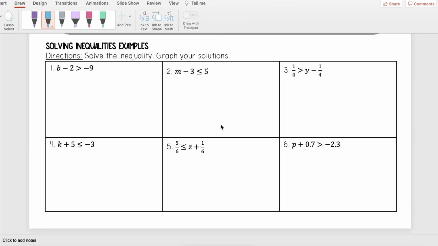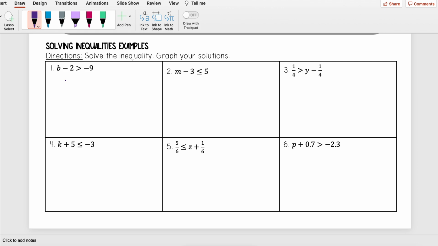Now let's go through some examples of actually solving inequalities using addition and subtraction. So here we're going to solve the inequality, and then we're also going to graph our solutions. So here I have b minus 2 is greater than negative 9, and I want to get b by itself.